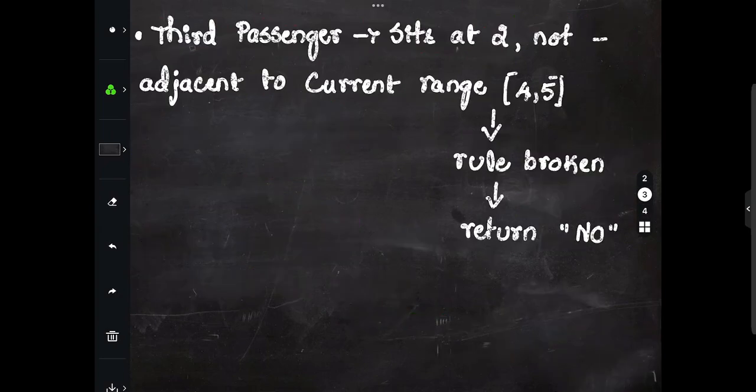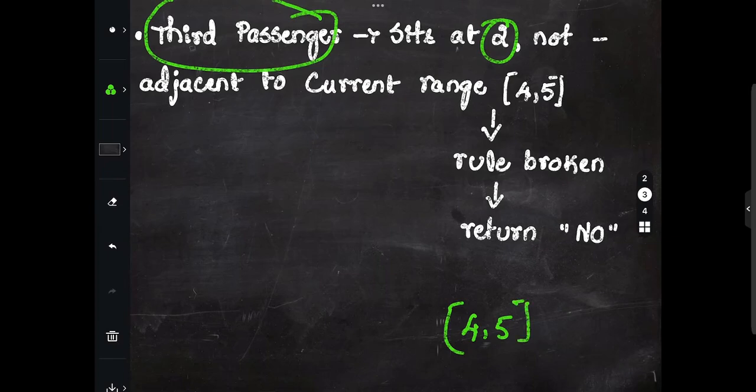So next, let's move on with the third passenger. We are done with the first and second passenger. Third passenger sits at 2, which is basically not adjacent to the current range. We have 4 comma 5.